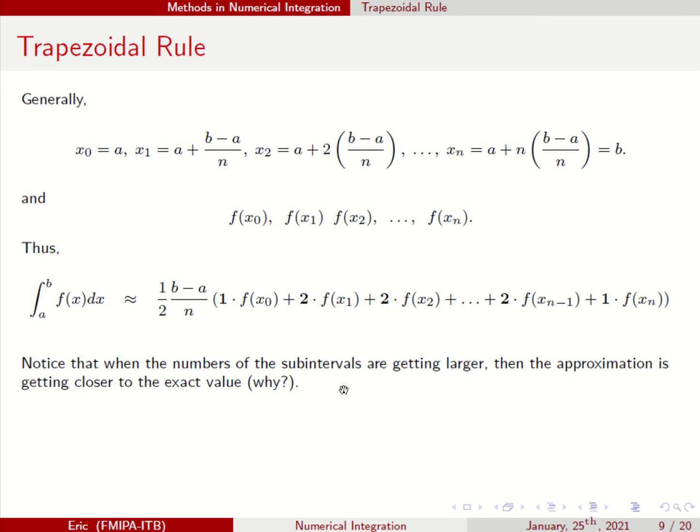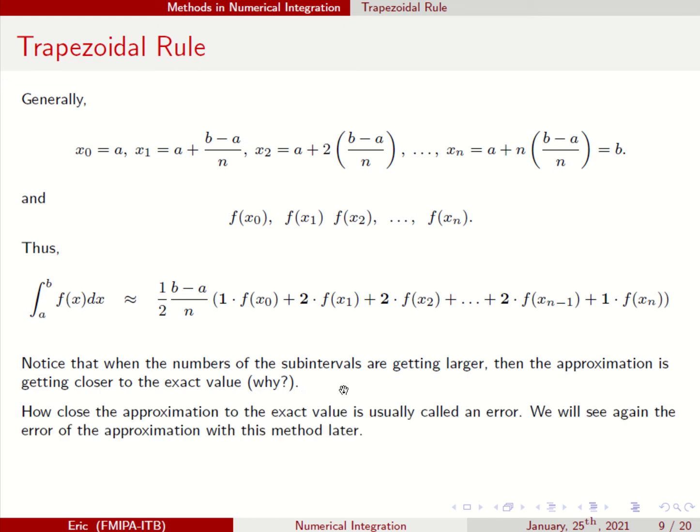Do you know why? Okay? How close the approximation is to the exact value is what we usually call an error. We will see again the error of approximation with this method later.